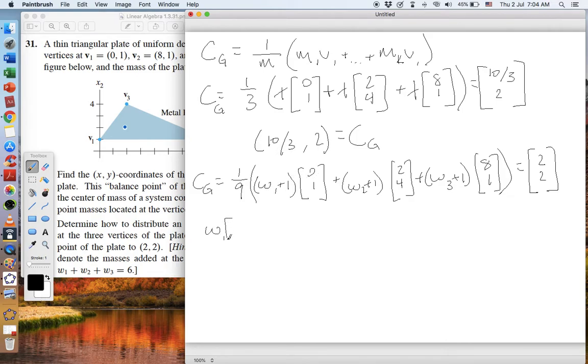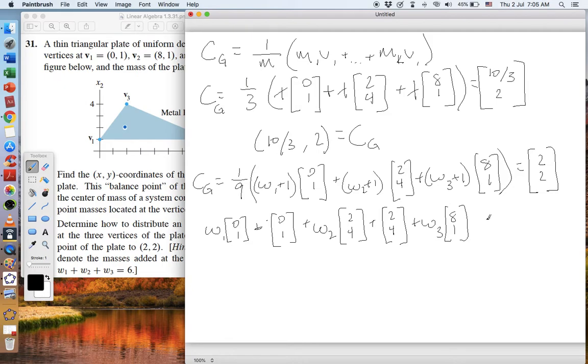So we're going to get W1, 0, 1, plus, again, the scalar 1 times any vector is just 0, 1, plus W2, 2, 4, plus 2, 4, plus W3, 8, 1, plus 8, 1, and that is equal to, we're going to multiply by 9, so that 9 cancels out the 1/9 over here. 9, that's a scalar. 9 times 2 is 18, and 9 times 2 is 18.